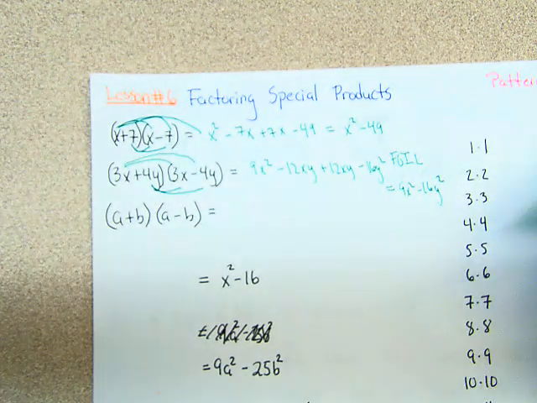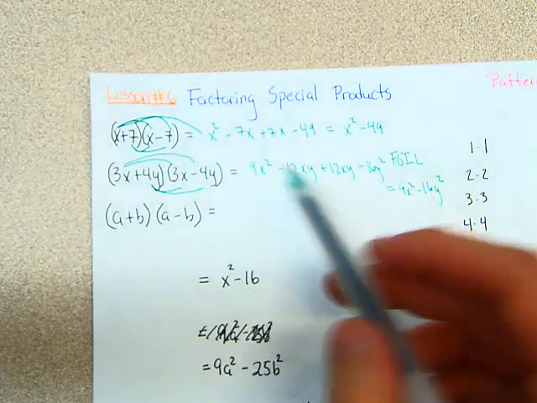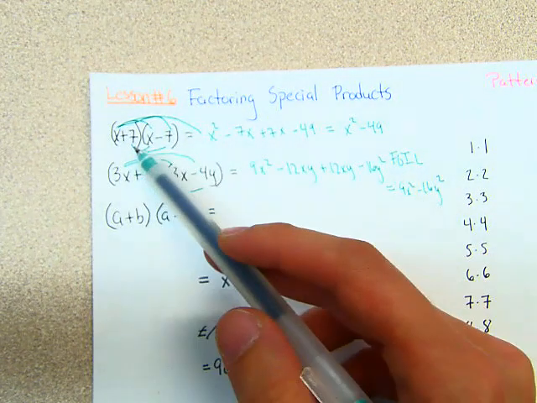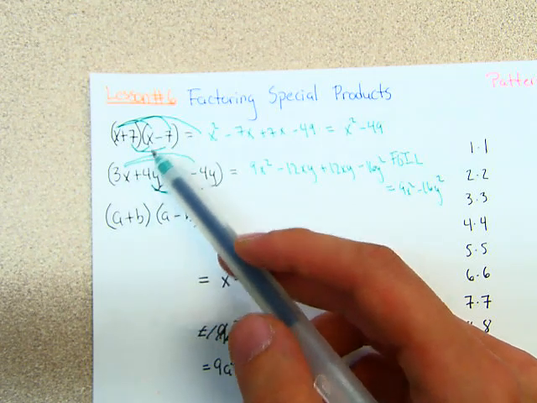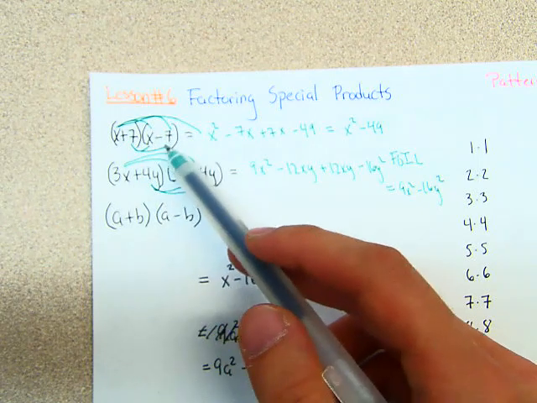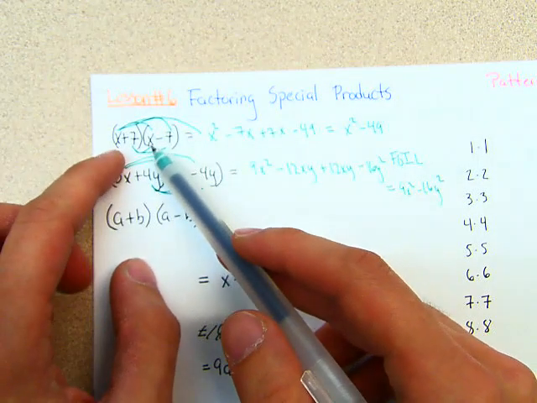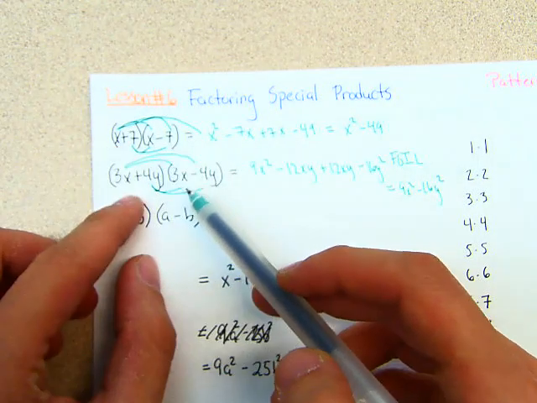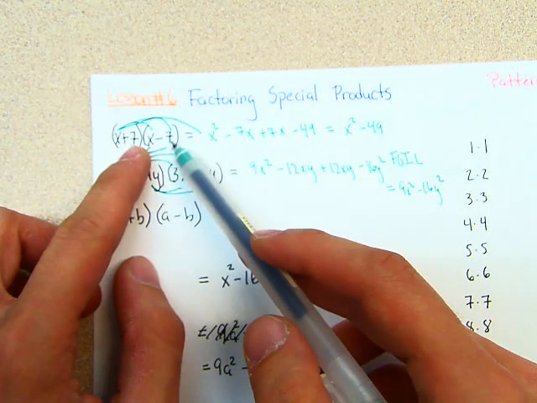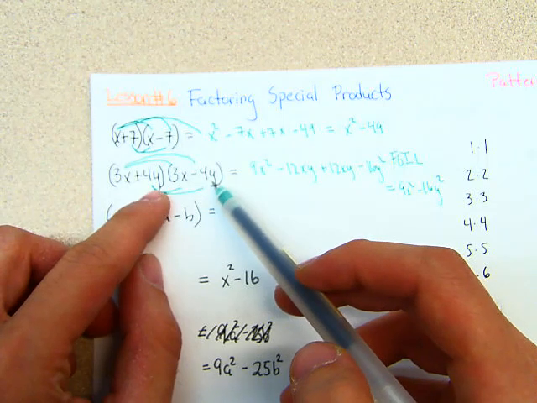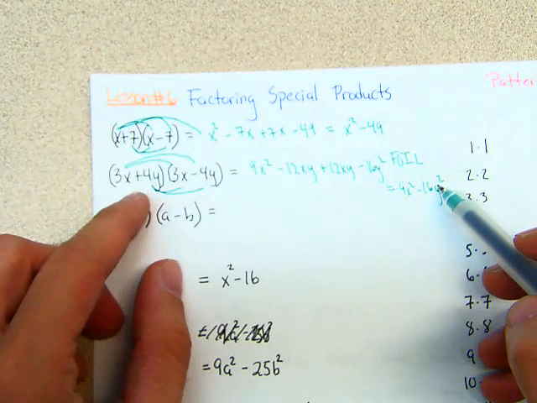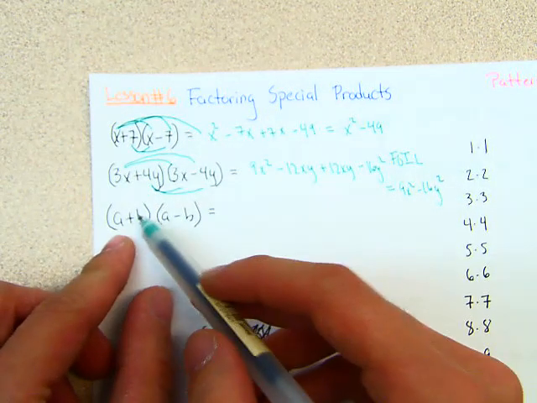Okay? You should be seeing a pattern here. Look how the middle terms cancel out when you have a plus minus, and it's the same values. You see here you have an x and an x, they're the same. Here you have a 3x and a 3x, they're the same. Here you have a 7 and a 7, and here you have a 4y and a 4y, and they're the same. And when you have that plus minus, it'll always be, well, let's see.